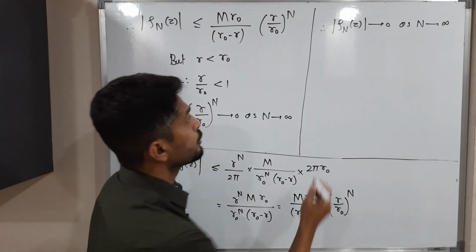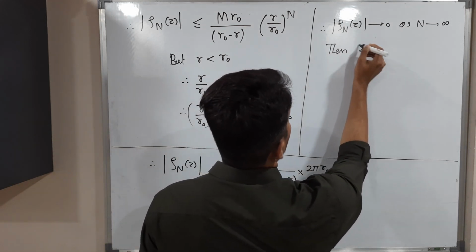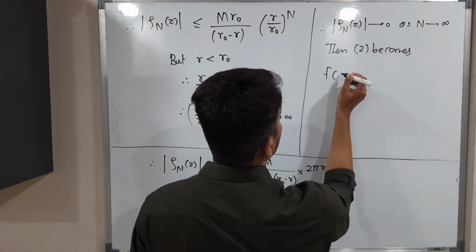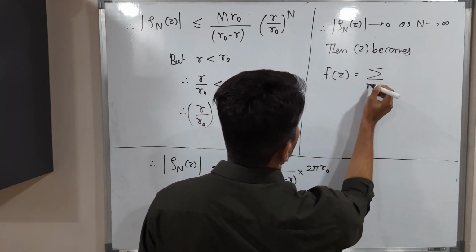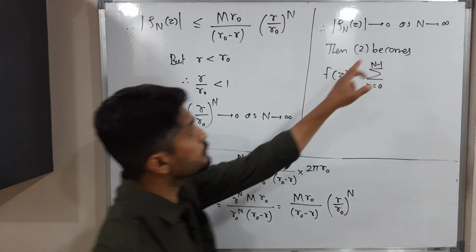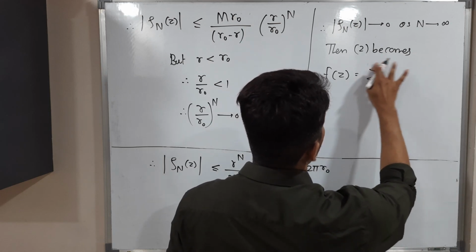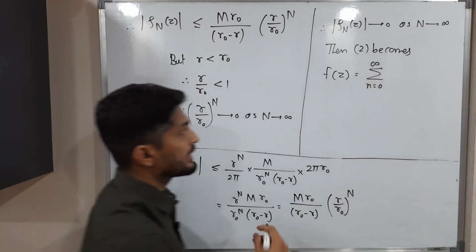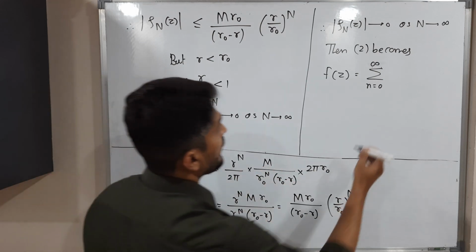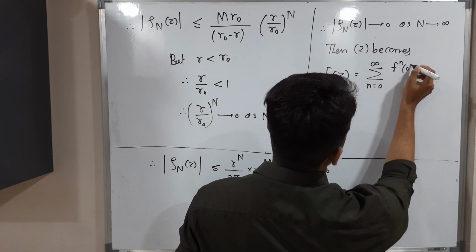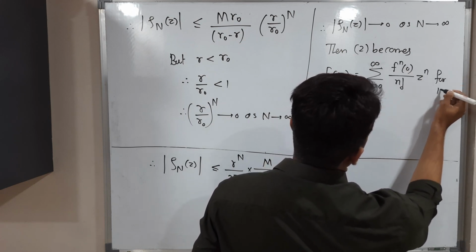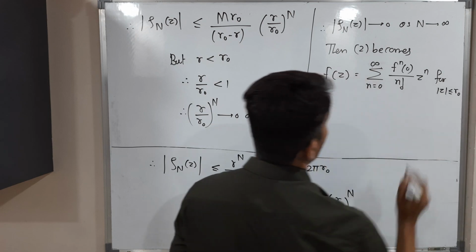So then equation 2 becomes f(z) equal to summation n running from 0 to n minus 1 we had written, but see, our n is going to infinity, so I should mention infinity here. You can go back in this video and check equation number 2, so you can easily understand what I am writing there. The nth derivative of f at 0 upon n factorial z raised to n, for |z| less than or equal to r naught.